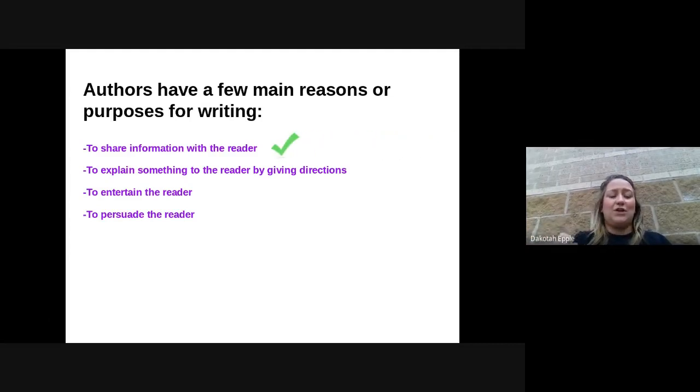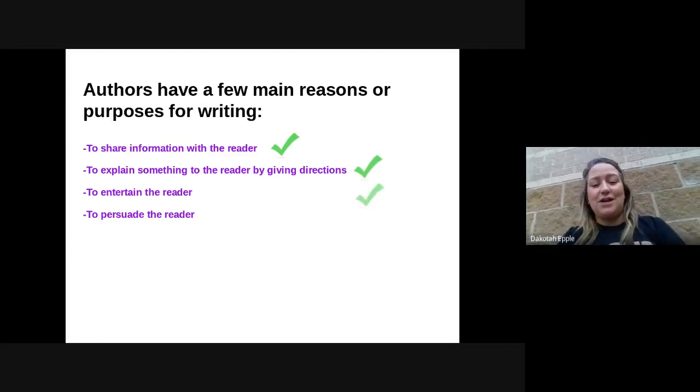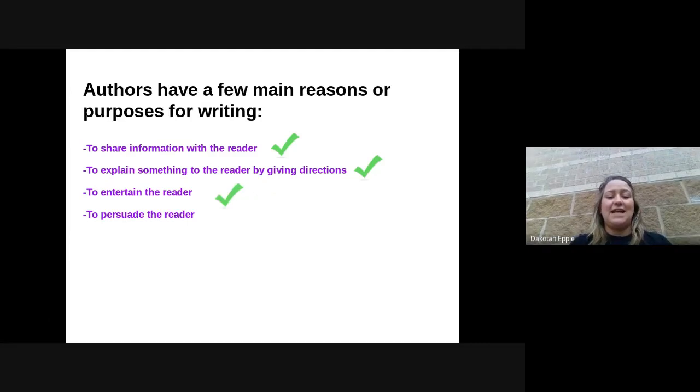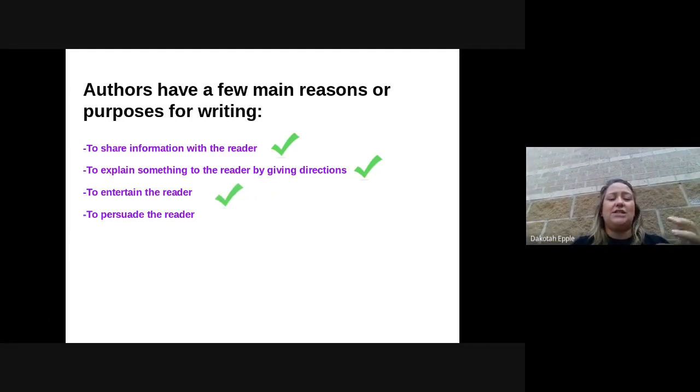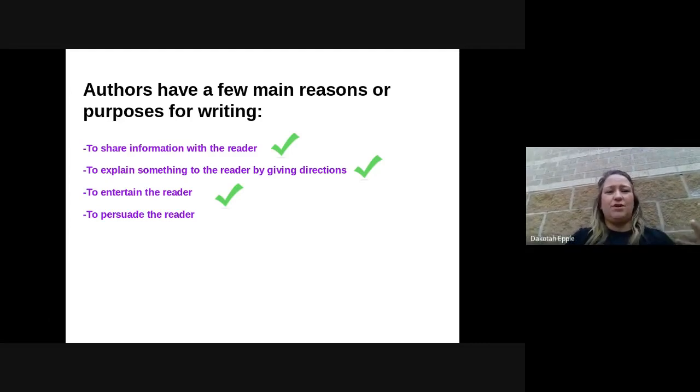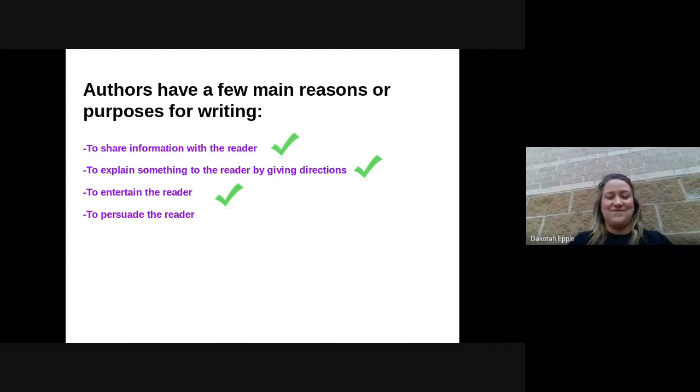So we have already learned about sharing information with the reader, and we have already learned about explaining something to the reader. We've already learned about entertaining. So all that we have left to learn is to persuade the reader. Now that word persuade is tricky. Do you know what it means to persuade someone? We're going to learn about it right now.